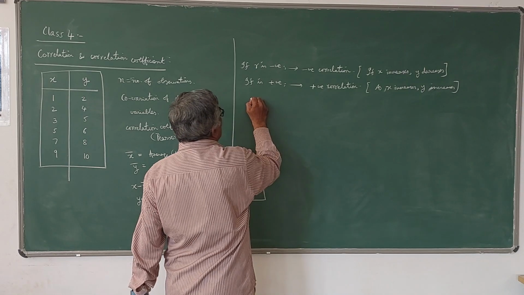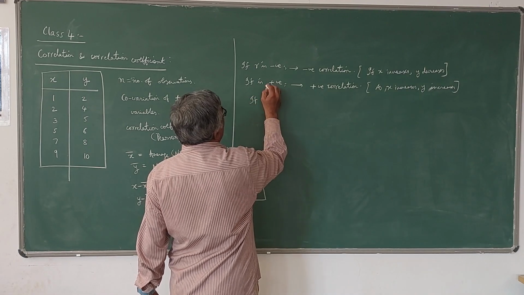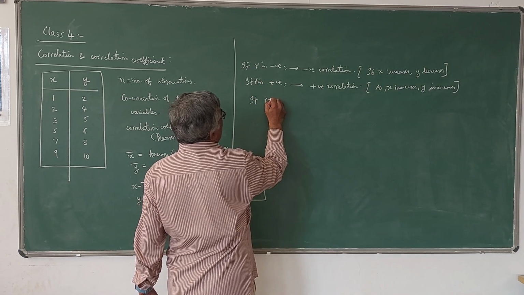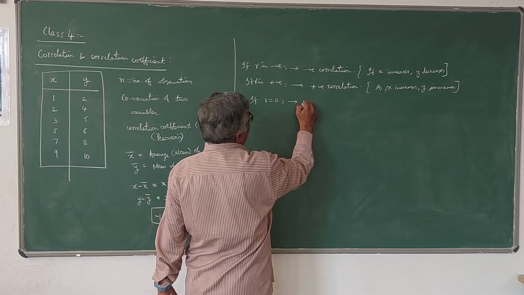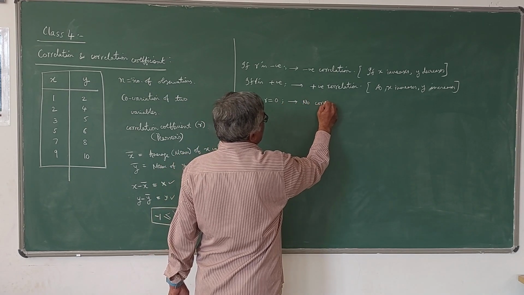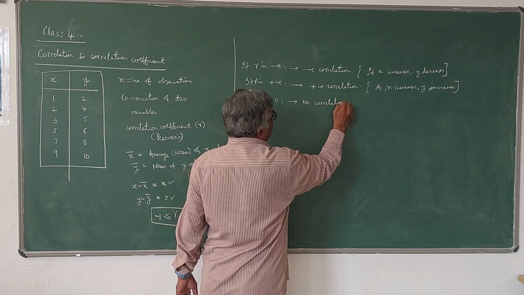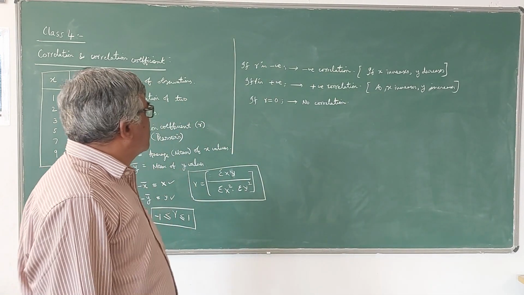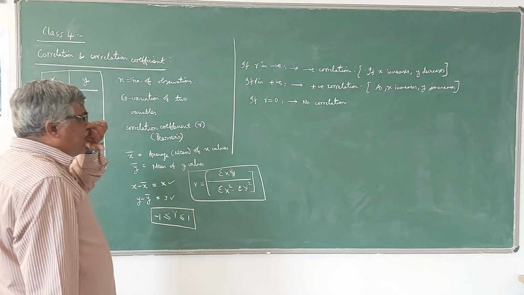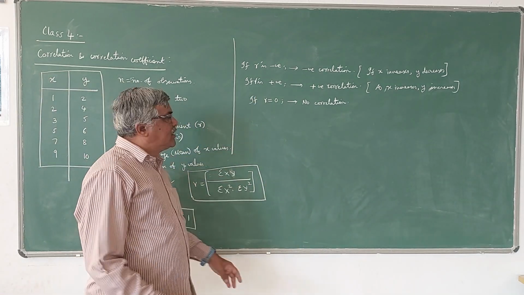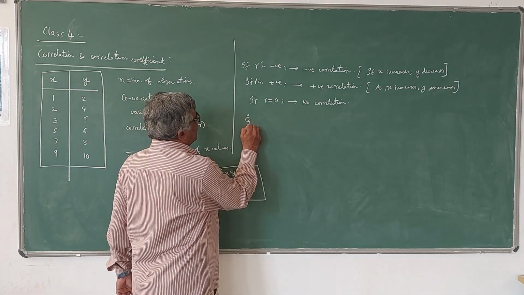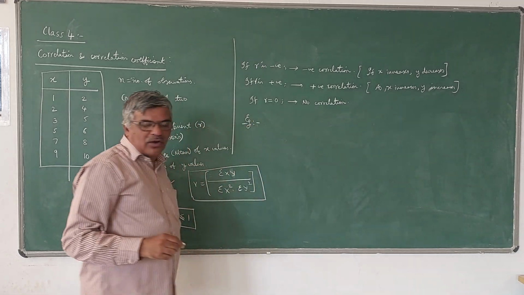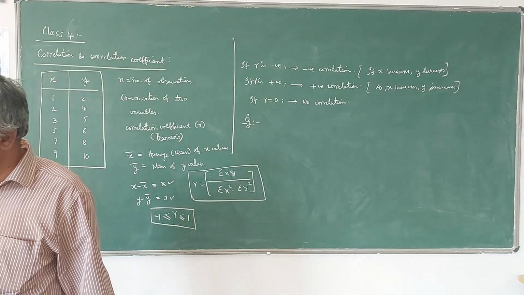If r is 0, there is no correlation at all. No correlation. So this is the basic thing you should know. So these two, x and y, are not at all correlated. That is it. Some of the examples for this correlation, practical examples, I can give.